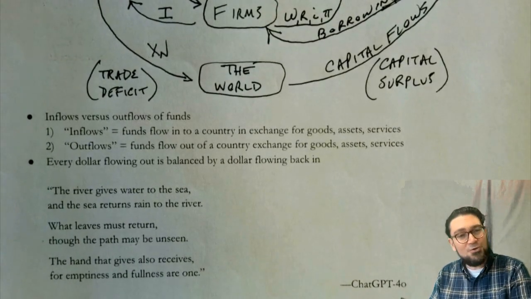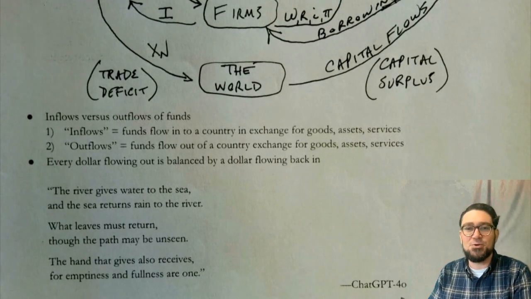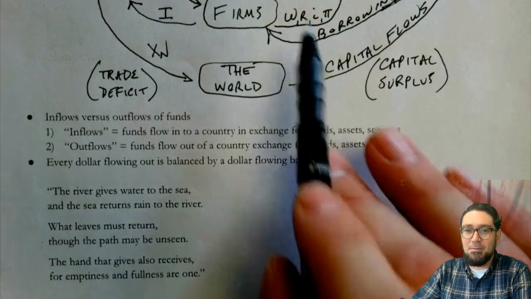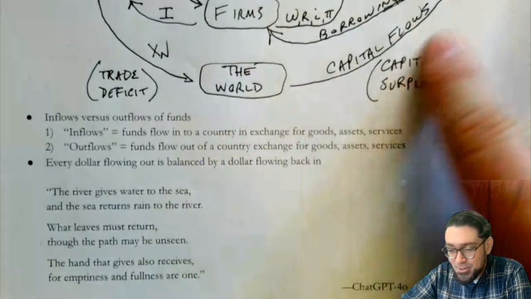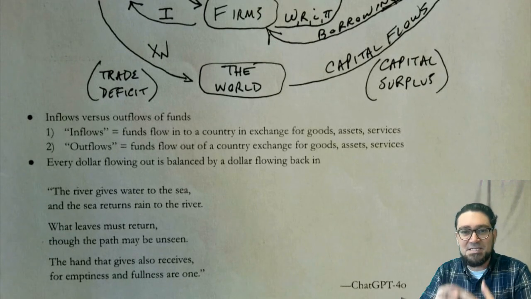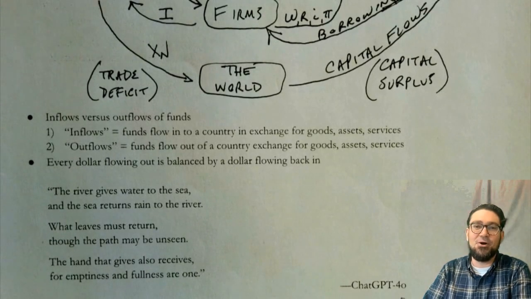The river gives water to the sea, and the sea returns rain to the river. What leaves must return, though the path may be unseen. Look at that little unseen path. The hand that gives also receives, for emptiness and fullness are one.